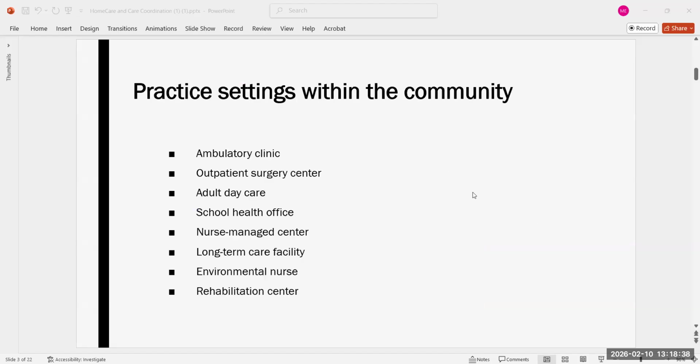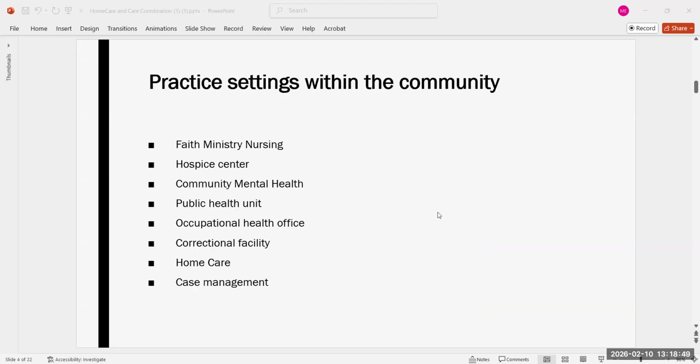I'm just going to let you read the next 2 slides. These are just lists of specific practice settings within the community that you may see nurses that is deemed community health.